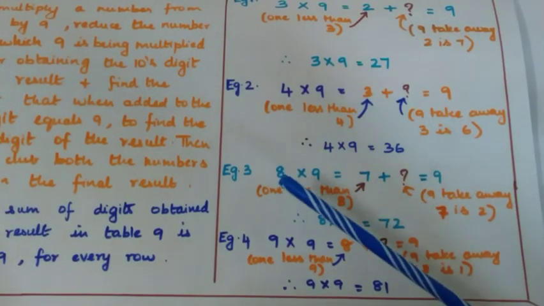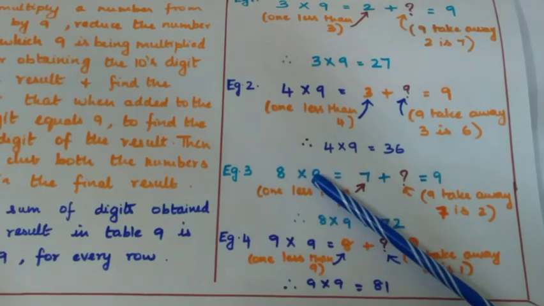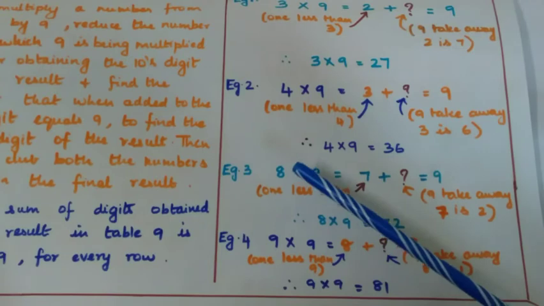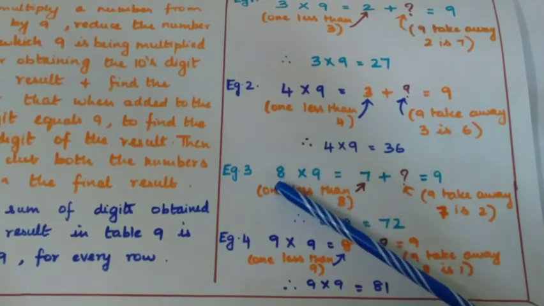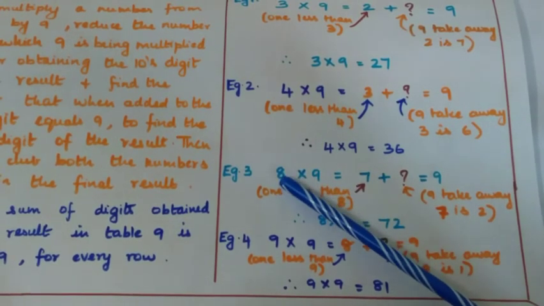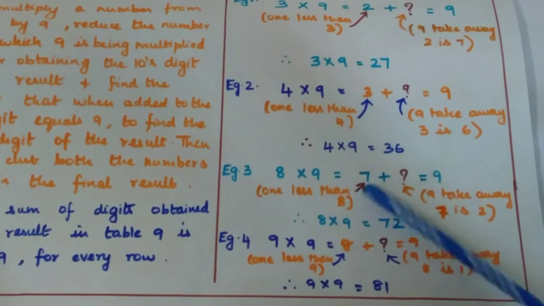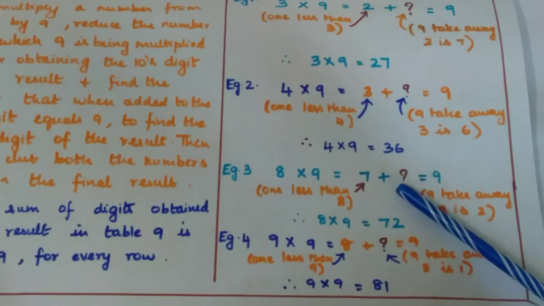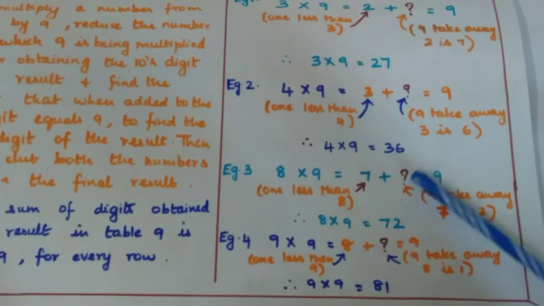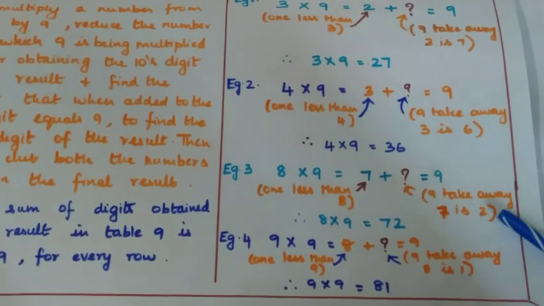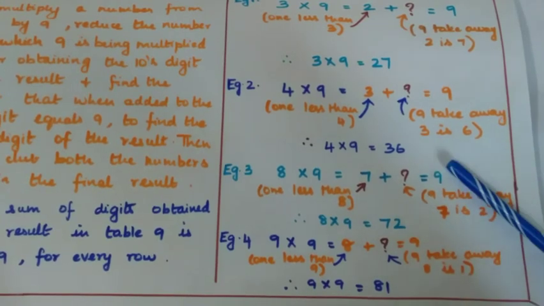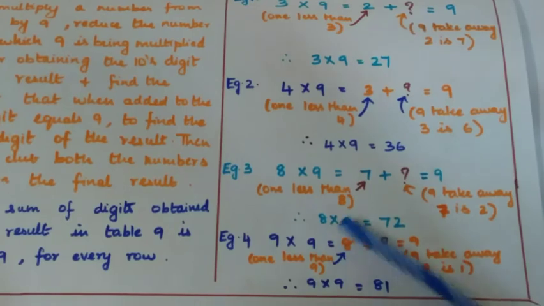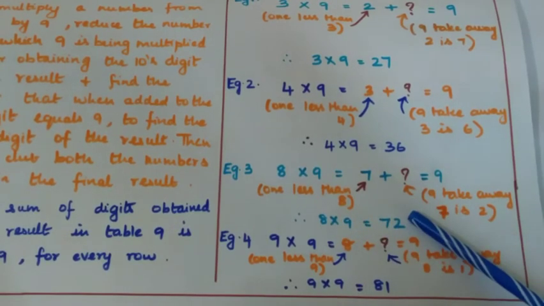Now let's take the next example where 8 is being multiplied by 9. So to obtain the tens digit of the result, we need to reduce the number with which 9 is being multiplied by 1. So when you reduce 8 by 1, we get 7, and 7 plus what gives you 9 is going to be the ones digit of the result. So to obtain this, take away 7 from 9, so you get 2. So 2 plus 7 is going to give you 9. So 2 becomes the ones digit of the result. Therefore 8 into 9 is equal to 72.